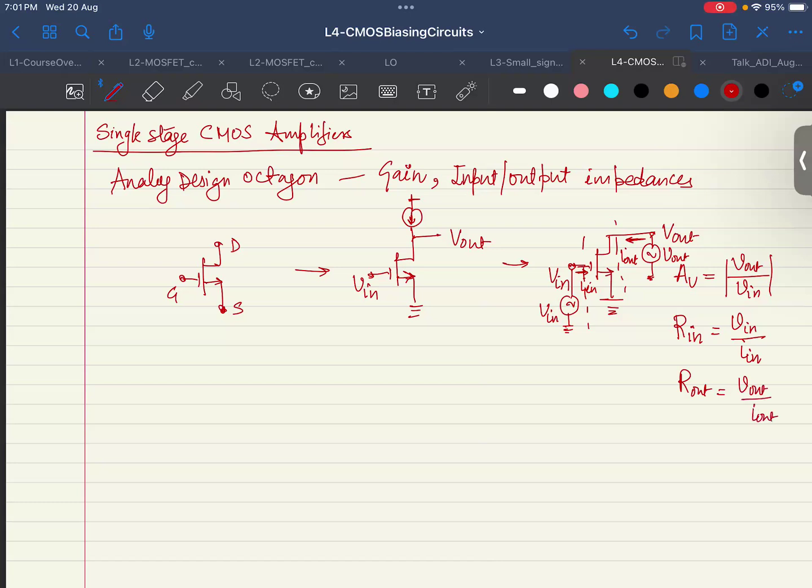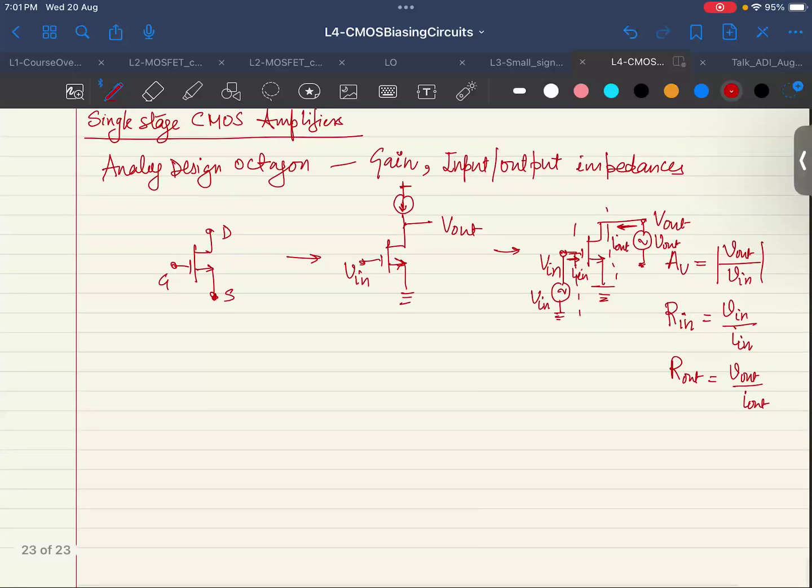These are the three variables we can look at initially, and we will look at all the other variables in the octagon one by one, because if we look at them all at once, it can be overwhelming. So we will first understand one by one, and for simplicity, we are just taking an open circuit configuration. That means our load in small signal, or you can consider it like an ideal current source, is open circuit in the small signal analysis.